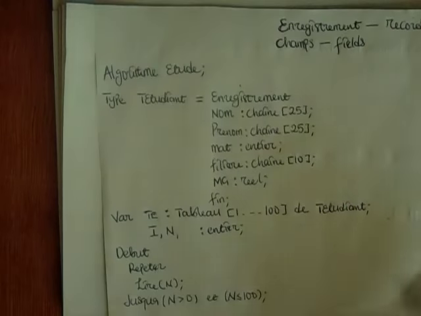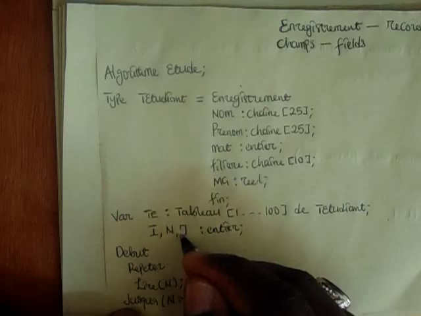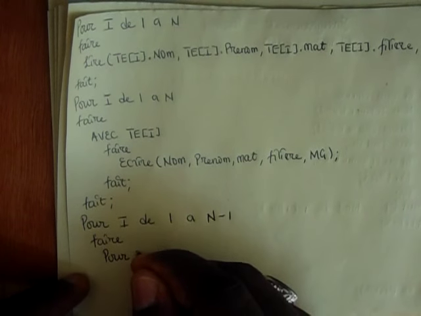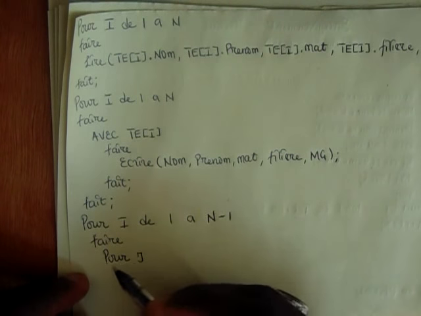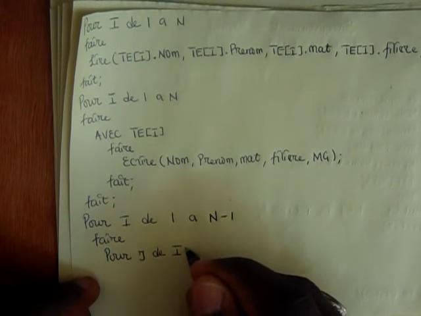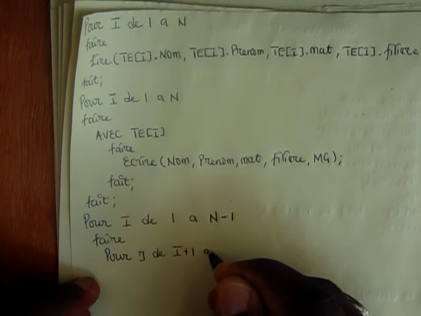So we add the variable j to do a comparison with the next one. So we say pour j, which is I plus 1, the next one, do I plus 1 à n.